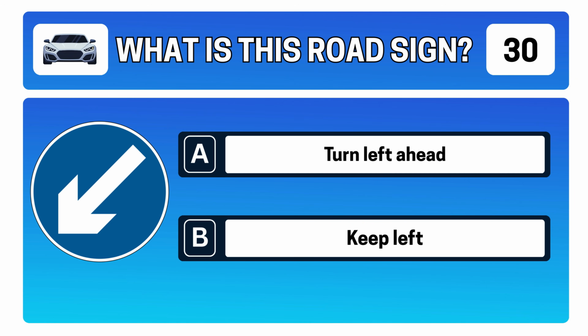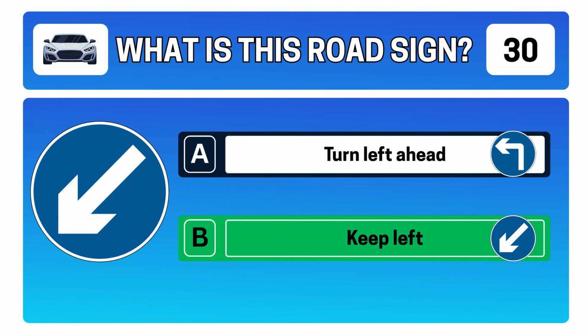What is this road sign? A. Turn left ahead. B. Keep left. Nicely done. This is the keep left sign.